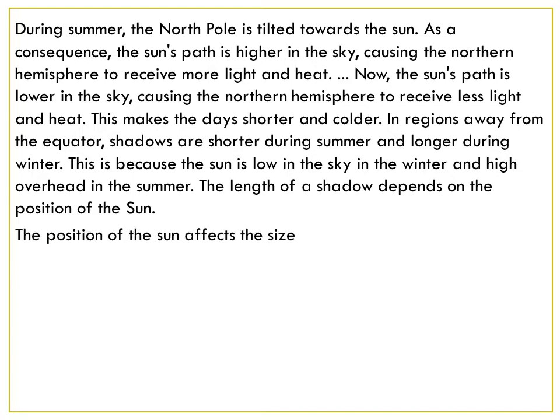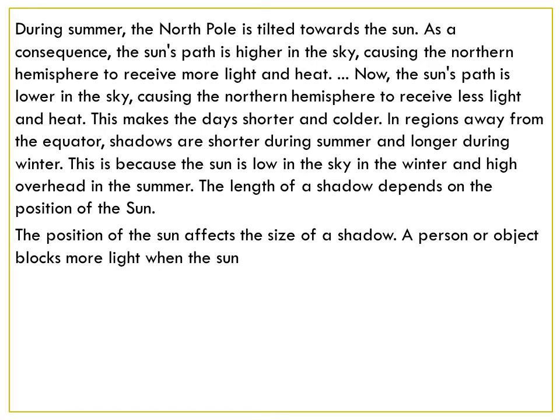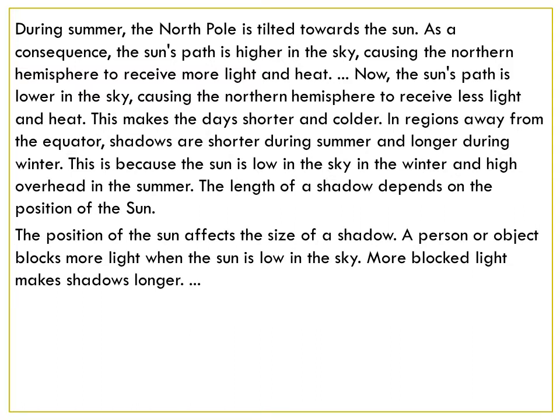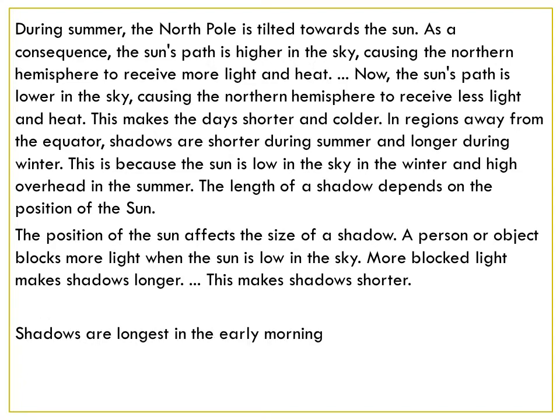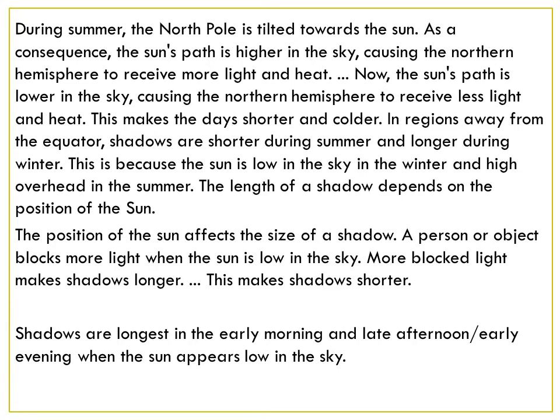The length of a shadow depends on the position of the sun. The position of the sun affects the size of a shadow. A person or object blocks more light when the sun is low in the sky. More blocked light makes the shadow longer. When the sun is high, this makes shadows shorter. Shadows are longest in the early morning and late afternoon or early evening when the sun appears low in the sky.